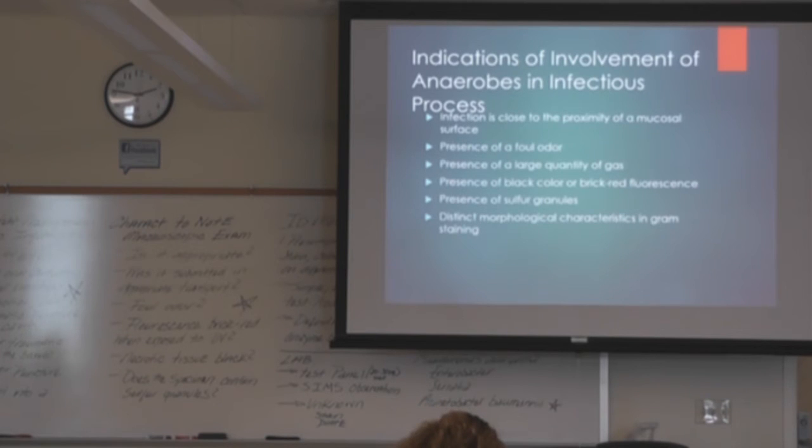Indications of involvement. Infection, usually close to the mucosal surface. Again, presence of a foul odor. That's usually like one of your go-to things. The brick red fluorescence is on there. Sometimes you can have a large quantity of gas, if you think of gas gangrene. Sulfur granules, and then they have sometimes distinct morphological characteristics in the gram staining. Okay? So they're a little bit different than your just typical gram-positive and gram-negative bacteria.